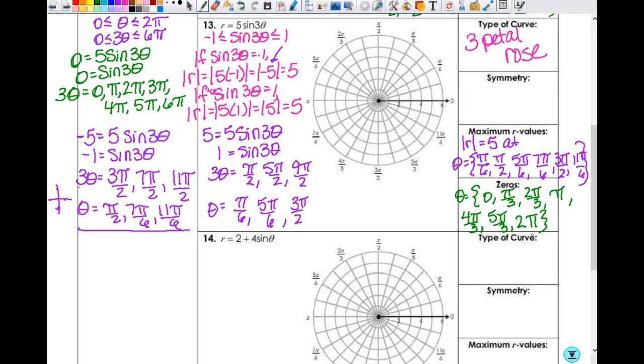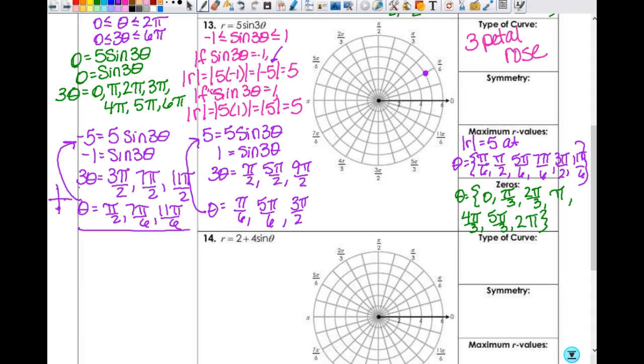Everybody good so far? Any questions at all? Okay, so let's plot some points. When I do these, you've got to make sure that you're paying attention to the fact that these go with the negative 5, these go with the positive 5, right? So when I start at pi sixths, it has a radius of a positive 5. Bam.